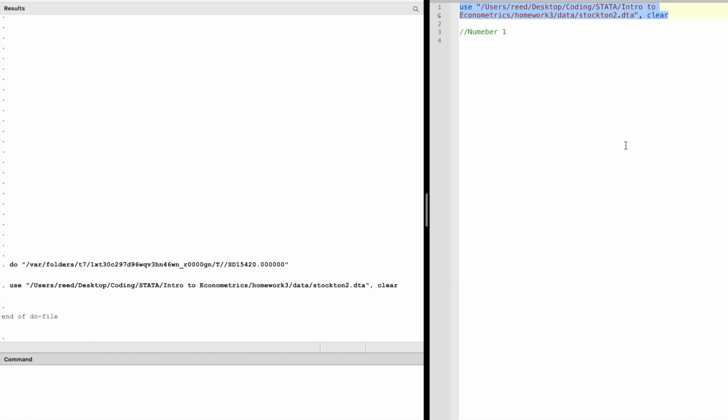So first things first, let's just open the data in Stata. When you click on the file, it should open in Stata, and you should get the file path here. It's a quick way to get started, or just find the file path and use the use command. And we want to clear any data we had there before. So let's go to number 1.